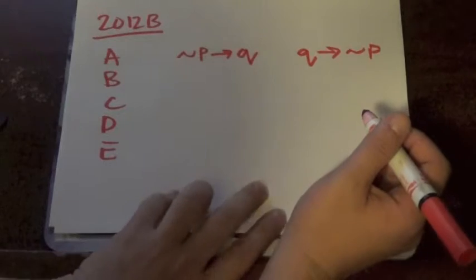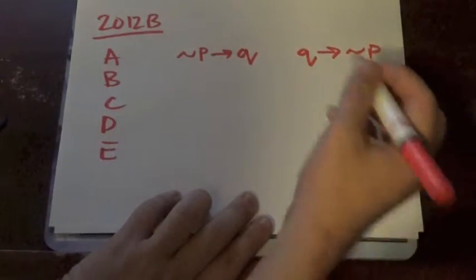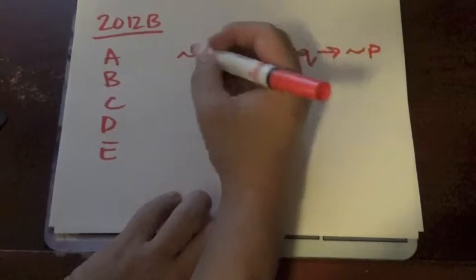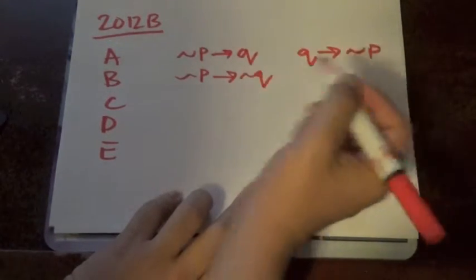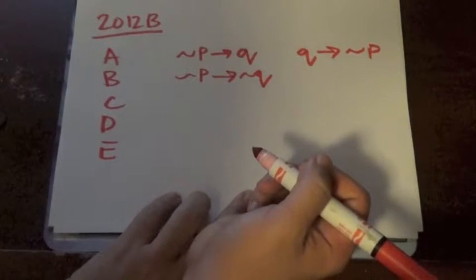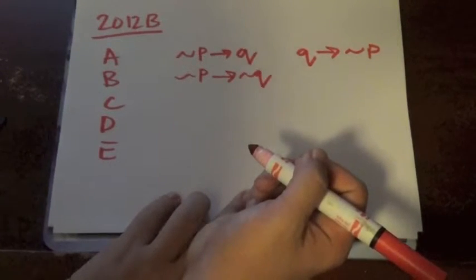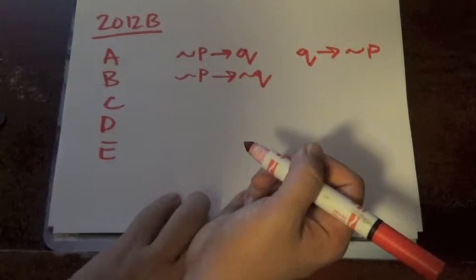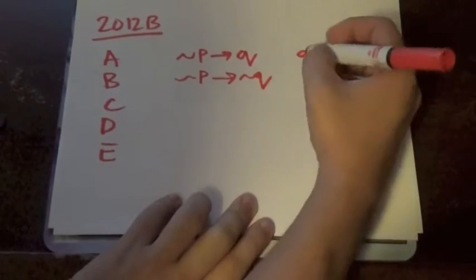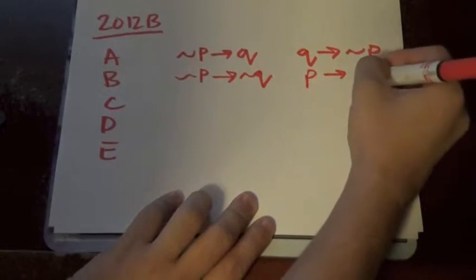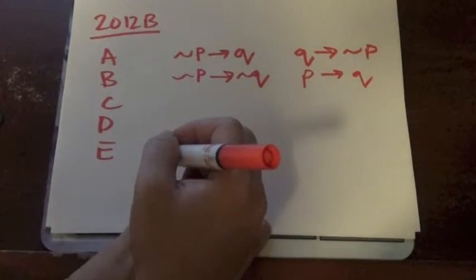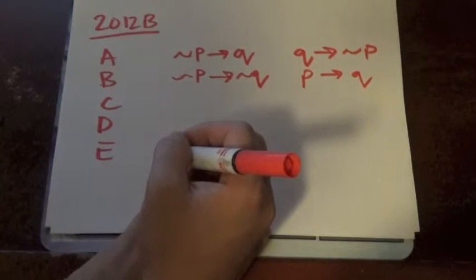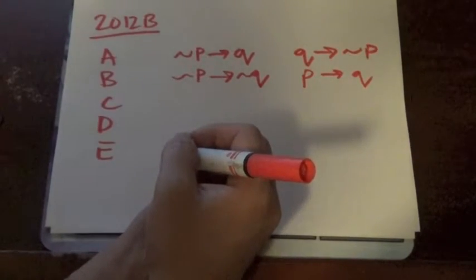For statement B, we'll start off by taking the contrapositive, which means you will take the opposite of both sides and you will switch them. Then we'll take the inverse of that, which means you will take the opposite of both sides. Statement C, we'll start by taking the inverse. Once again, inverse means take the opposite of both sides.